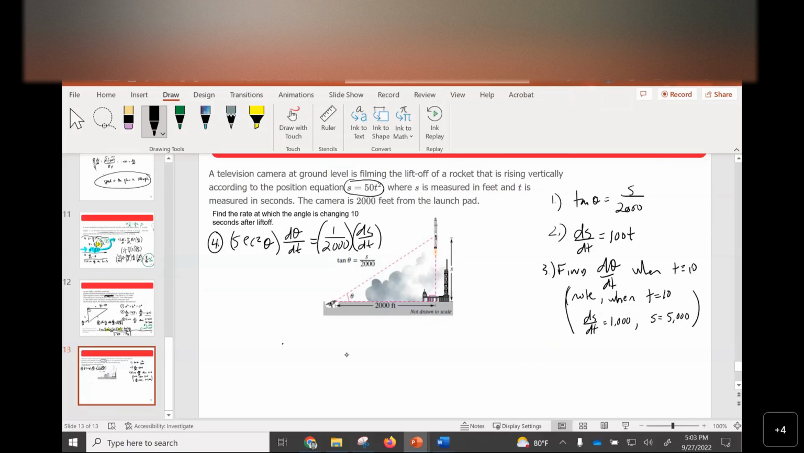That's easy. That's 1,000. That's a little different because ds dt depends on t this time instead of just being given. So we had to use our relationship. Remember, same rules, position function. Derivative of the position function with respect to time is 100t. So let's start filling in some blanks here.